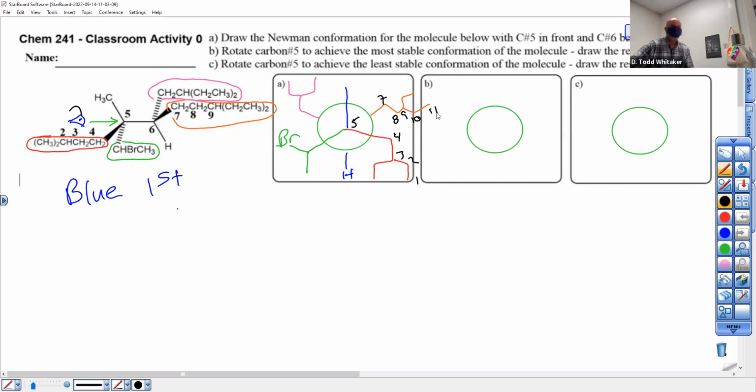But we have to introduce a new word, and the new word is bulky. When we're talking about the word bulky, we're talking about a concept called steric hindrance. Okay? What is steric hindrance? Well, it's quite simple. When objects get close in space, that's steric hindrance. We don't like objects close in space, right? There's repulsion.